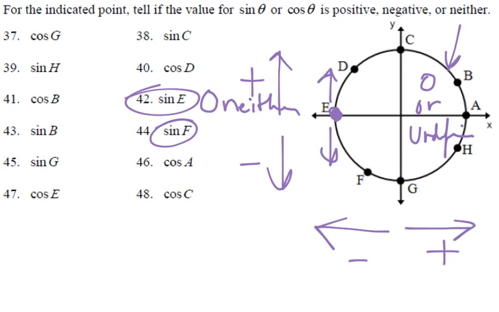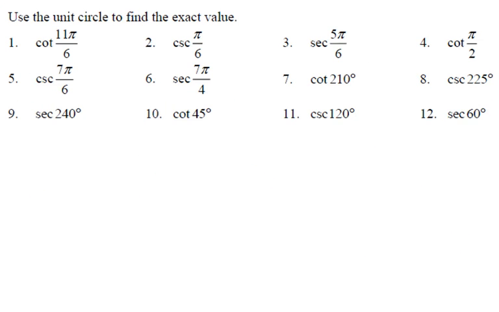Okay, sine of F. F is down here, you go down, that's negative. Cosine of A. A is here on this x-axis, but cosine to the right is positive. Right, that's like a positive 1, so it would be positive. Okay, so I think you guys can handle those ones just as easily.